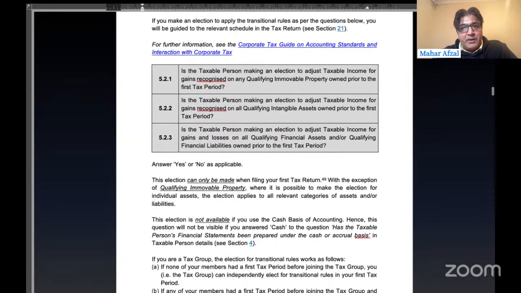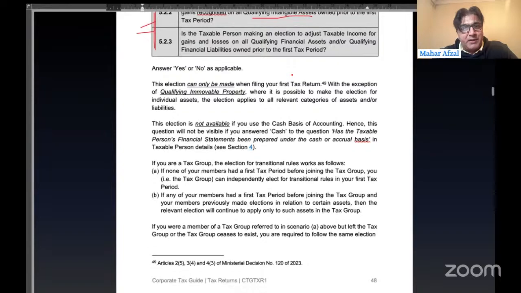Transitional provision, we have already discussed this. Just keep in mind, the qualifying immovable property provisions are applicable on each individual property, property by property. But on the qualifying intangible assets, qualifying financial assets and qualifying financial liabilities, these provisions are applicable on an overall basis. All class of assets, all class of liabilities, these provisions are applicable. But for the property, these provisions will be applicable on a property by property basis. Just keep in mind.